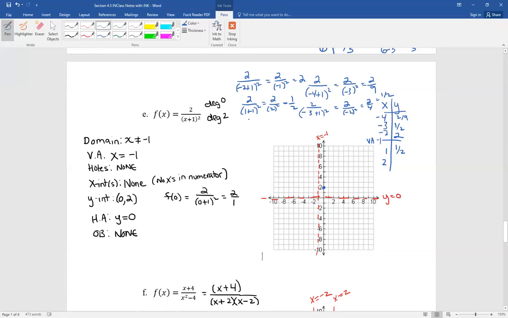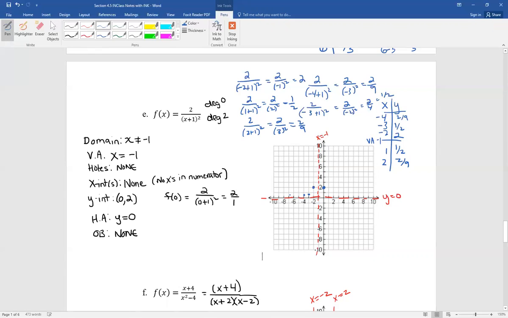And if we plug in 2, we get 2 over 3 squared, which is 2/9. Now, if I plot these, you'll notice that on both sides of the vertical asymptote, our graph is going to be above the horizontal asymptote. And that's happening because the bottom is squared, so you're never getting a negative value for your fraction.